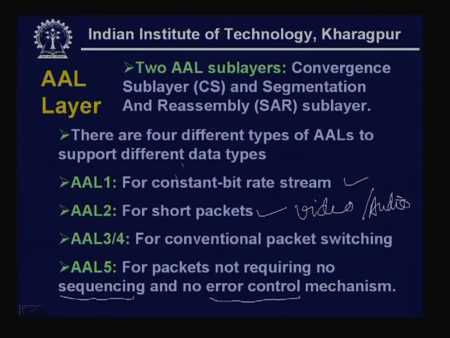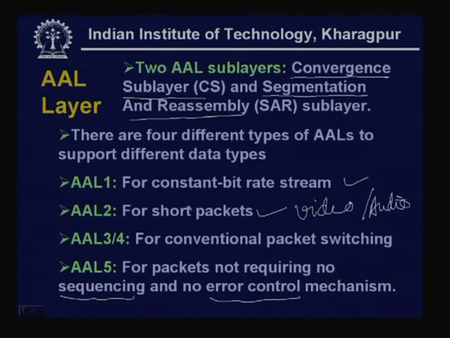That means for simple applications, when sequencing is not required and error control is not required, this particular framing can be used. And this AAL layer is divided into 2 parts. One is the CS sublayer, the convergence sublayer, and the other is the segmentation and reassembly sublayer. So, these 2 functions are different. It has to perform segmentation and reassembly, and also it has to perform the convergence.